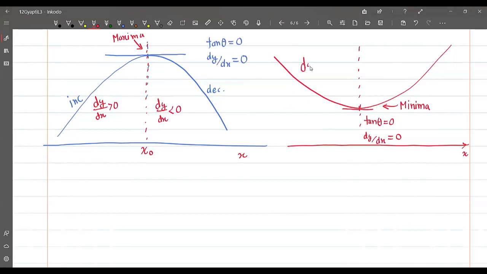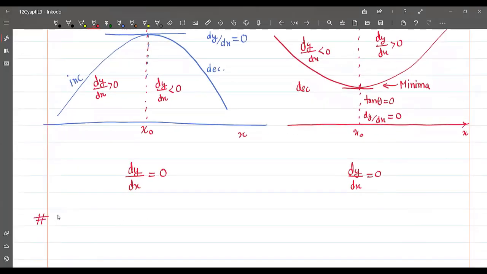If something increases then decreases, it reaches a maxima point. And if something first decreases, then increases, that means it reaches a minimum point. But at both the points, to identify x0, you have the situation that dy by dx is 0.